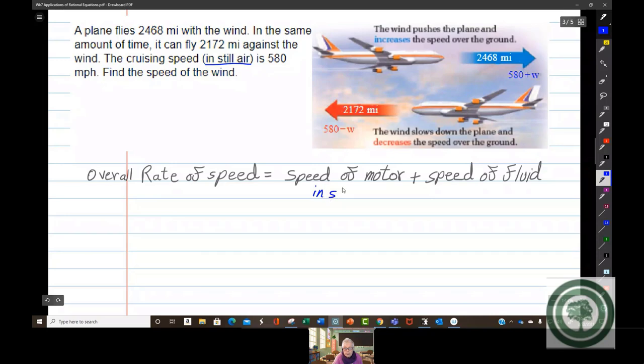Most of the time in most math books, they use the words in still air. But of course, there is no such thing as still air. Sometimes the air can feel still, but it's still moving a little bit. And the plane wouldn't stay up in the air if the air were really still. So I'm glad the authors of this book came up with cruising speed. How cool is that? I'm going to use that from now on. And in this case, this is going to be the speed of the wind. And the overall formula we're going to be using is D equals RT, where this is the time of travel.